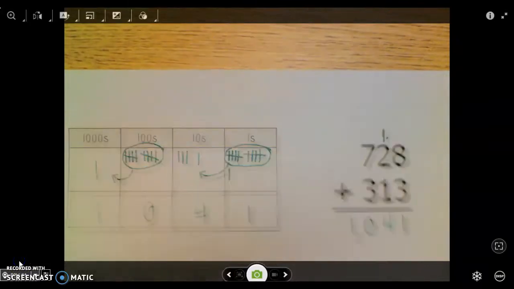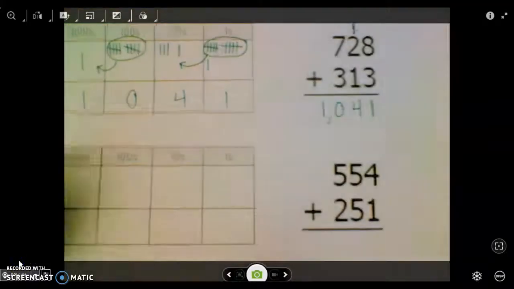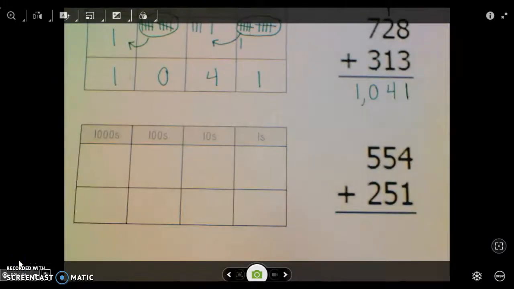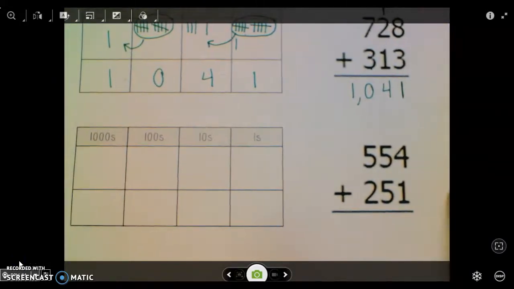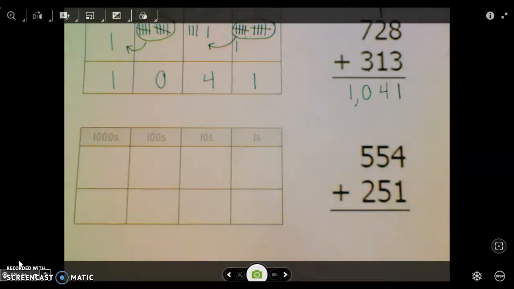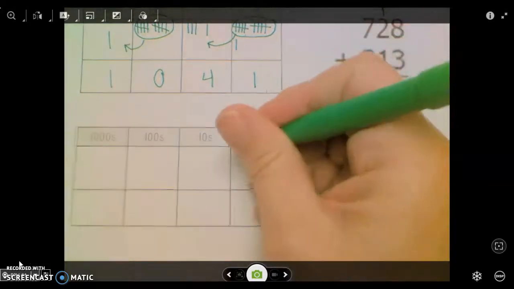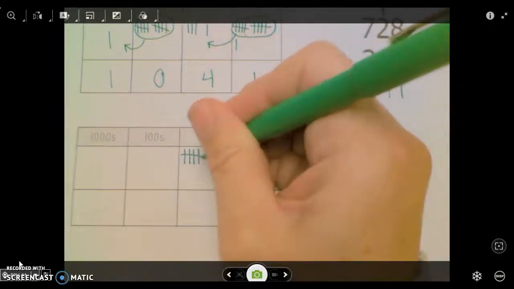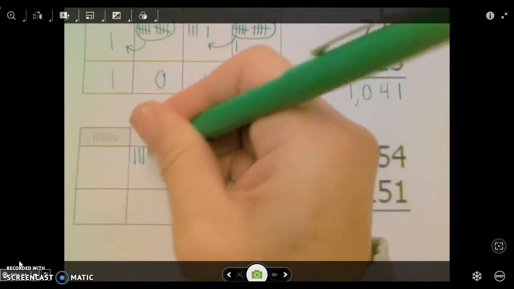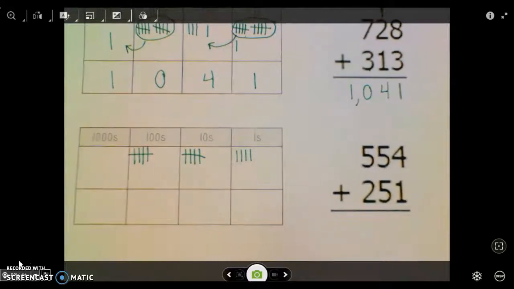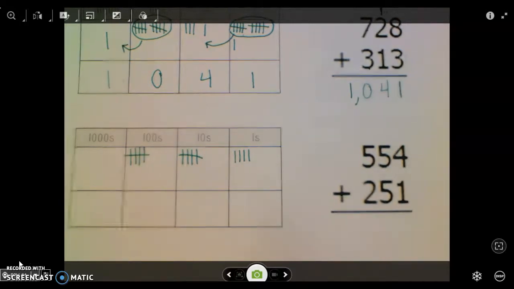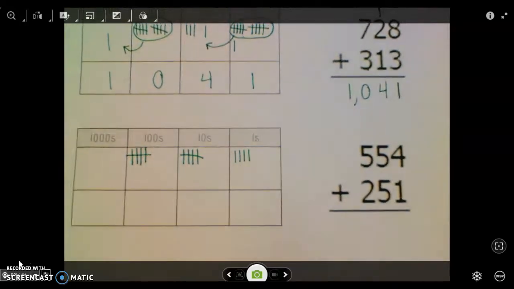Let's try another one. Okay, let's do 554 plus 251. The first thing I'm going to do is put my 554 in my place value chart. So I have 4 ones, 5 tens, and 5 hundreds. Okay. Next, I'm going to add 251. I'm going to do this one in a different color so you can see the difference.